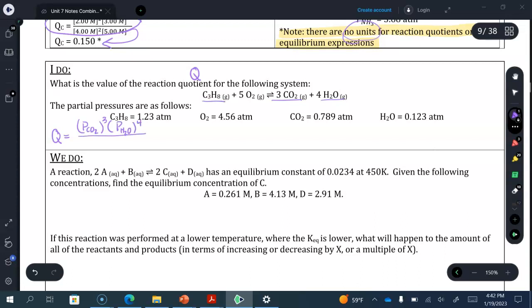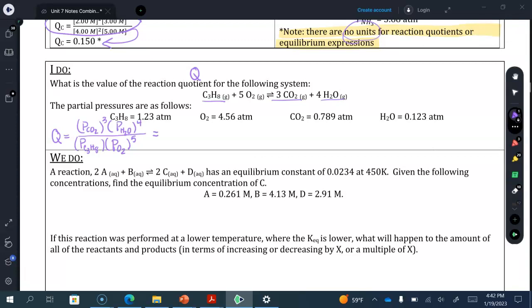over our reactant, so the pressure of propane, and it's got a coefficient of 1, so we don't have to write it, times the pressure of oxygen to the fifth power. So now that we have a reaction quotient expression, we can substitute in the values given to us and see what Q is.